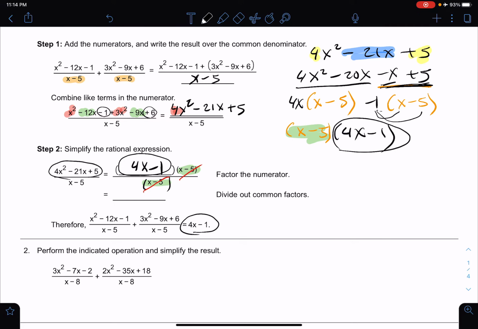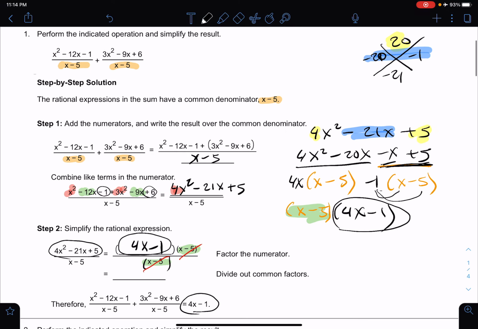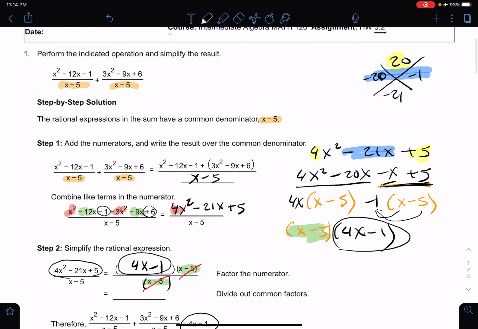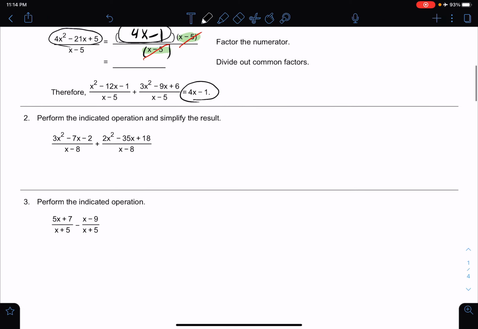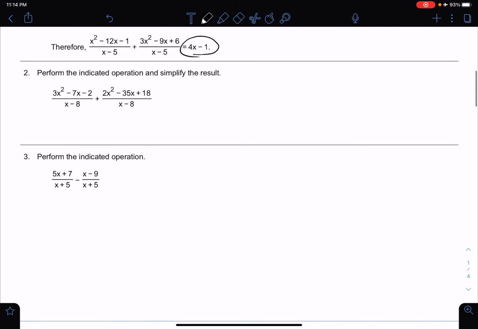So that's the procedure. What made this problem easier in some ways is that it already had a common denominator. What made the problem a little bit harder is that after you combine like terms, we had a factoring problem that took a little more work, but not too bad. Let's take a look at number 2.